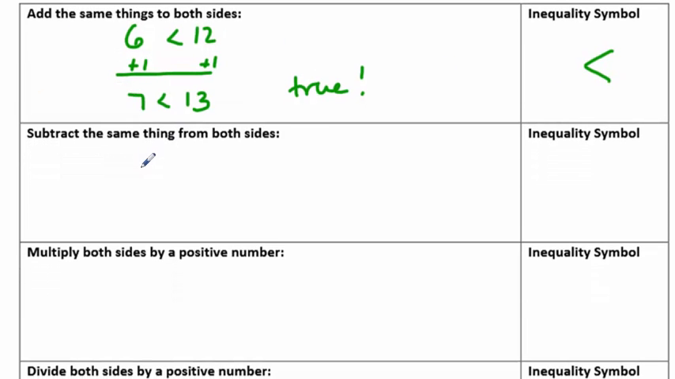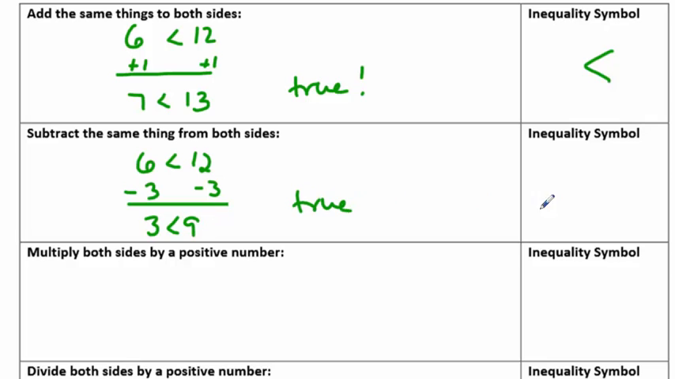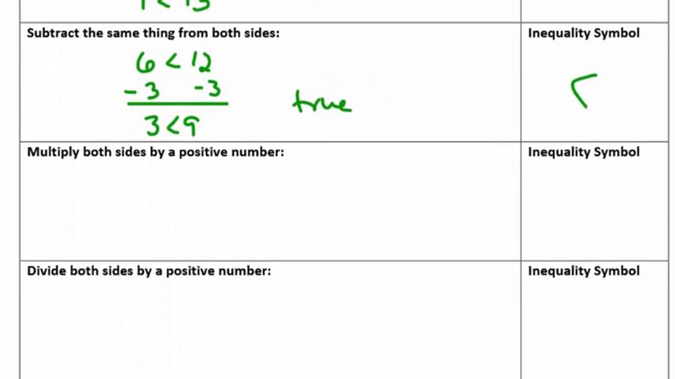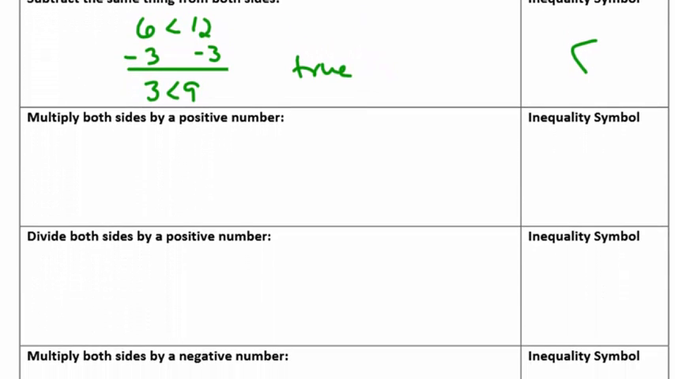Can you subtract something from both sides? Right, you start with 6 is less than 12. If you subtract something, say 3, from both sides, that would give you 3 is less than 9. 3 is less than 9 is still true, so the inequality symbol stays the same. So addition and subtraction are completely okay. Just like solving an equation, you can solve an inequality by adding or subtracting to both sides.